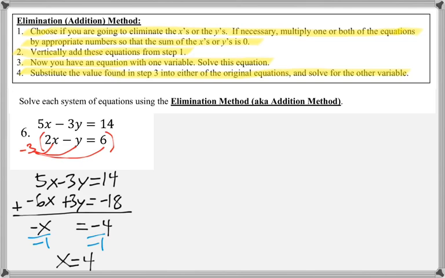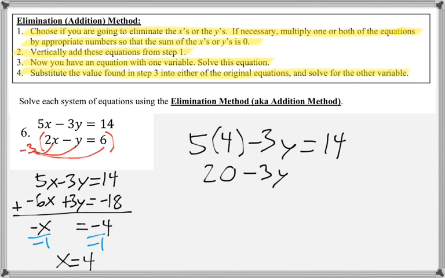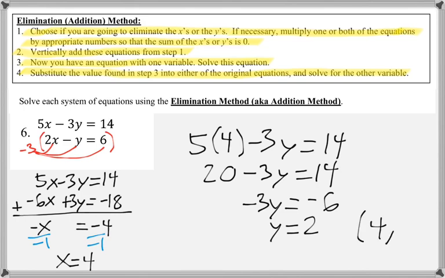So let's plug it into the top equation. So I'm plugging in 4 for x. So this will be 20 minus 3y is equal to 14. If I subtract 20 from both sides, negative 3y is equal to negative 6. And then divide both sides by negative 3, y is equal to 2. So my final answer is 4, 2.